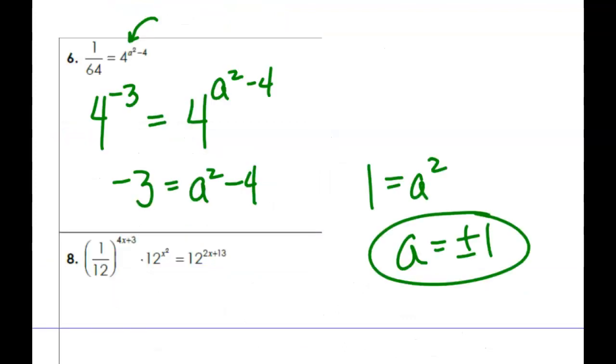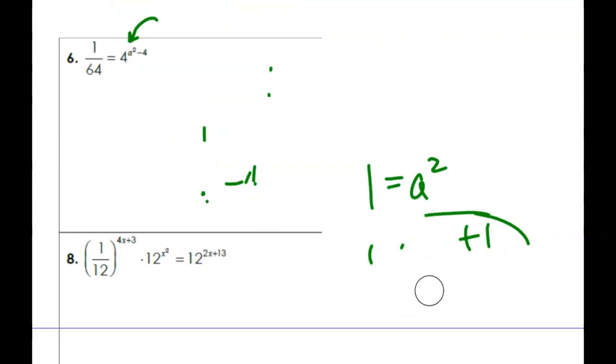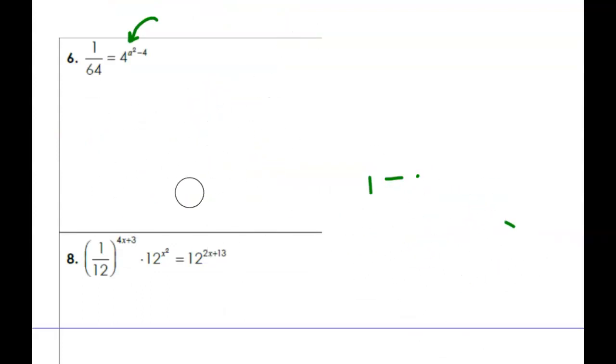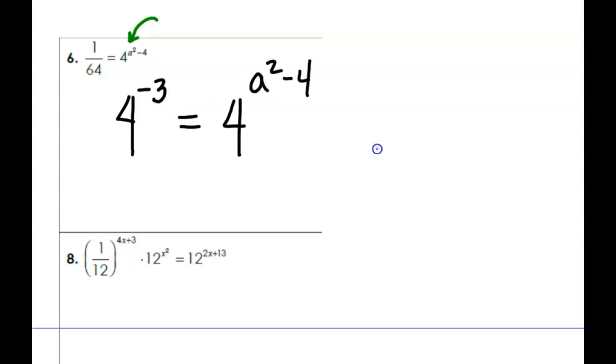Sometimes we have to totally rewrite something with a common base. This is actually the more common thing that happens because these are not written as the same base. Do you remember yesterday that 1/64 is a power of 4 as well? Yeah. 4 to the third is 64. What puts it in the denominator? So this is a 4 to the third with a negative exponent. And then this one is a 4 to the a squared minus 4. So we'd have negative 3 equals a squared minus 4. We'd add 4 and solve. I'm not going to finish. Is everybody okay with that?